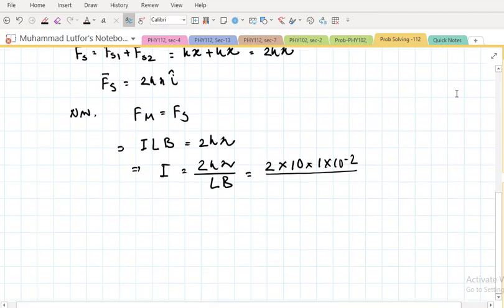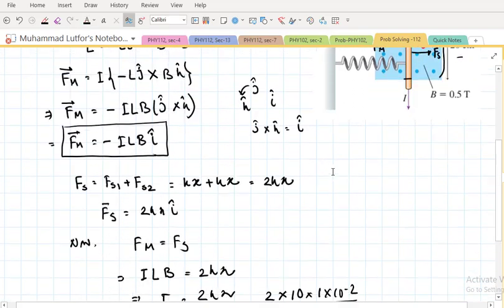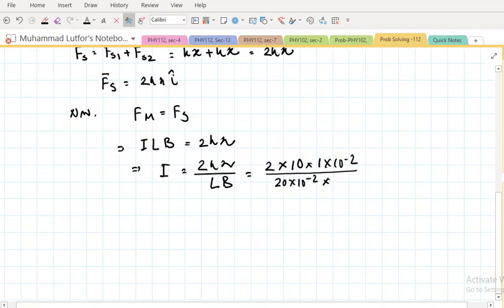So now I can use that length would be 20 into 10 to the minus 2, and the magnetic field is given, what is that? It's 0.5 Tesla. So I should write 0.5. And if you solve, you will find out that the current in that wire would be 2 ampere. So this would be the current in that wire.